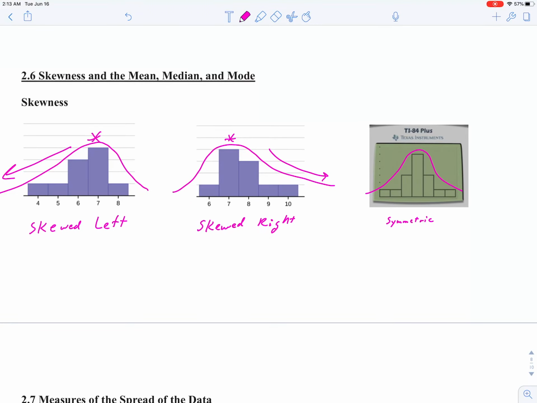3 different types of distributions. We have skewed left distributions, skewed right distributions, and symmetric distributions. Okay, those are important to understand.